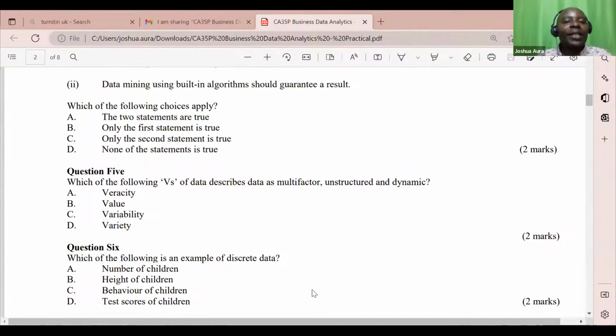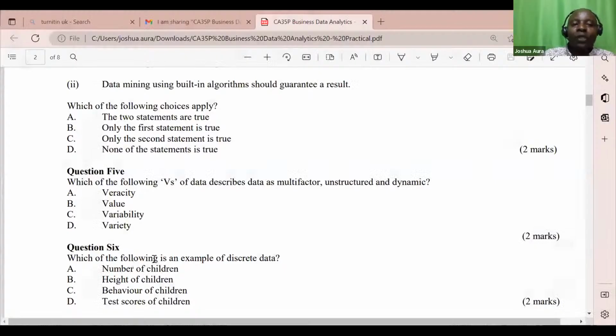And variety is the one that talks about multivariables, many multi-sources, right? Many sources. So variety is the correct one. And most of you, because I was involved in this thing here, most of you are choosing C, but don't worry. That's why we are here to correct our wrongs.